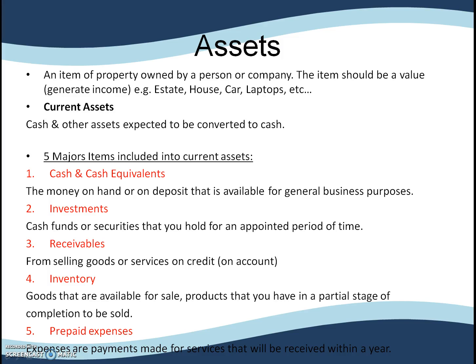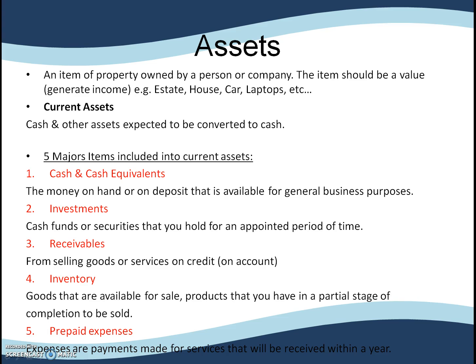So the balance sheet is broken up into 3 sections. One of the sections is your assets. And your assets are an item of property owned by a person or a company. The item should be of value, so it should generate income.